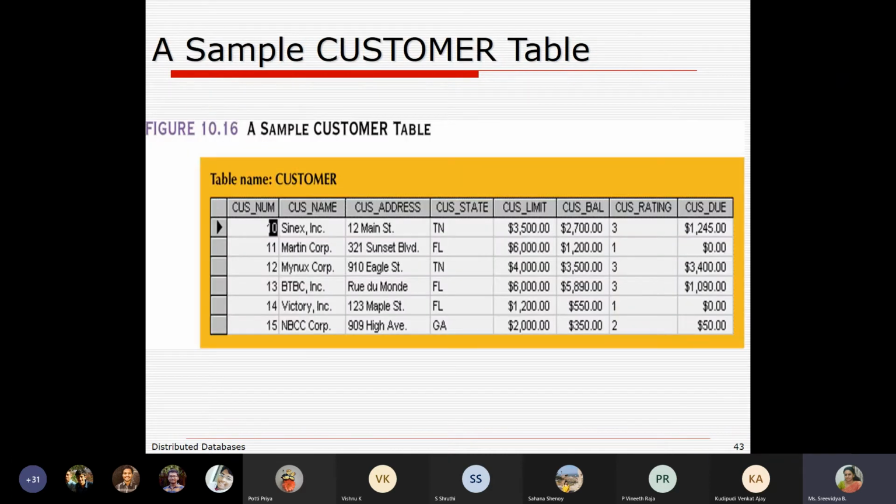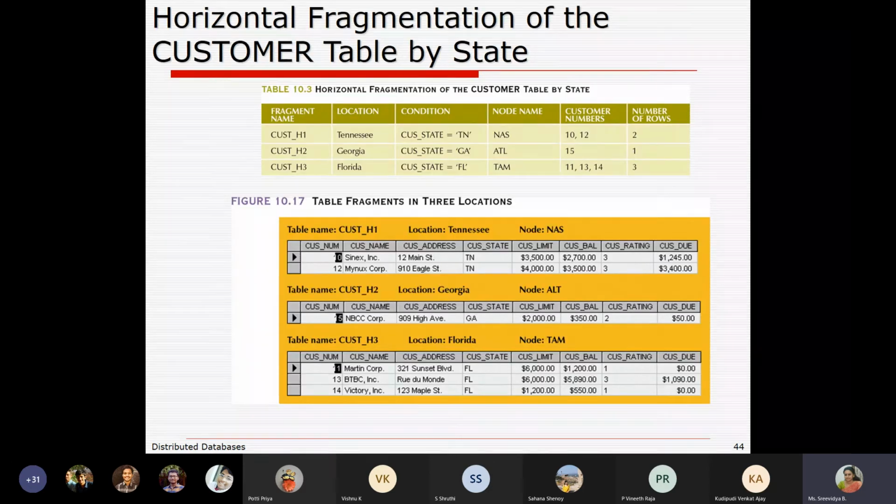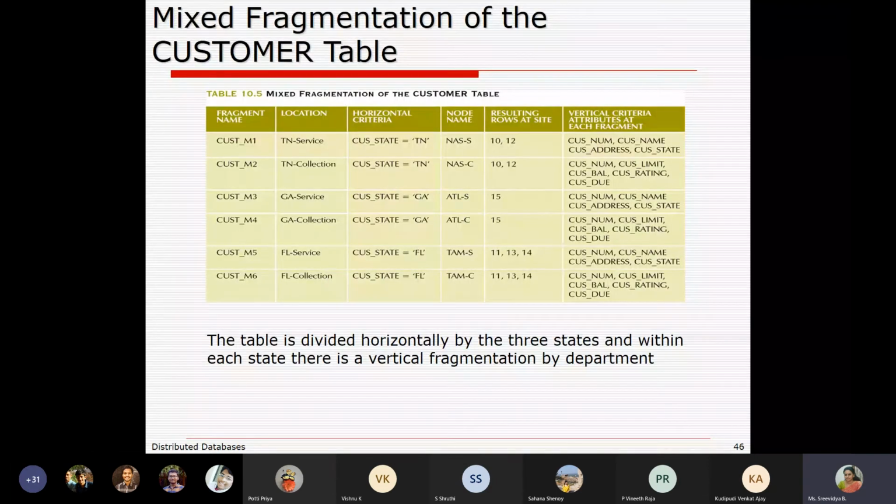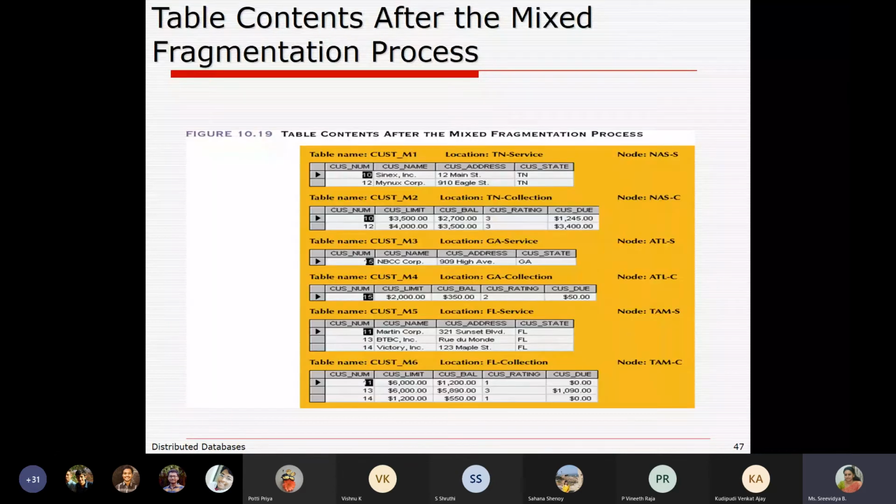Now, these slides you can look at yourself and understand. It is quite simple: a customer table, and how it is horizontally fragmented, how it is vertically fragmented, and how mixed fragmentation is done. Just go through the slides and you will be able to understand. I'm not explaining it because we have explained it multiple times.